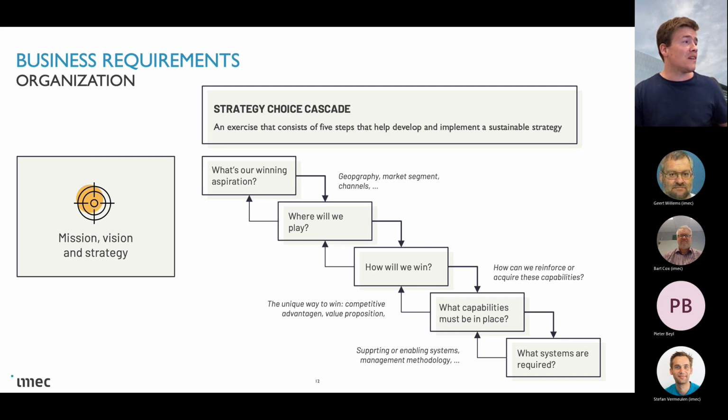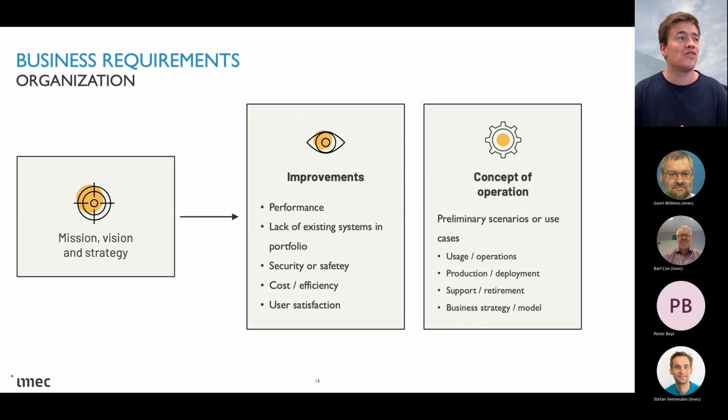But other parts that are very important for the organization: you don't always just innovate because you want to innovate. Often innovation comes out of improvements, so certain performances that could go better, or a certain lack of a system in a portfolio. These could all lead to coming up with a set of requirements from the organization in order to innovate.